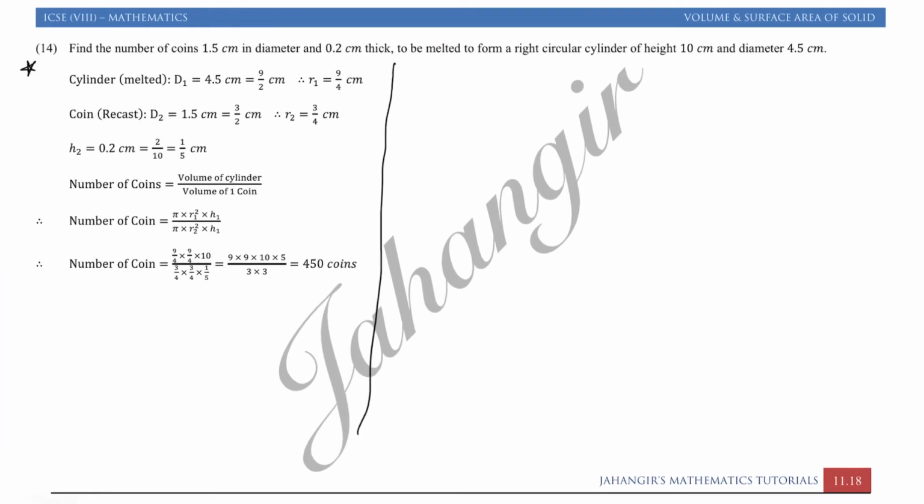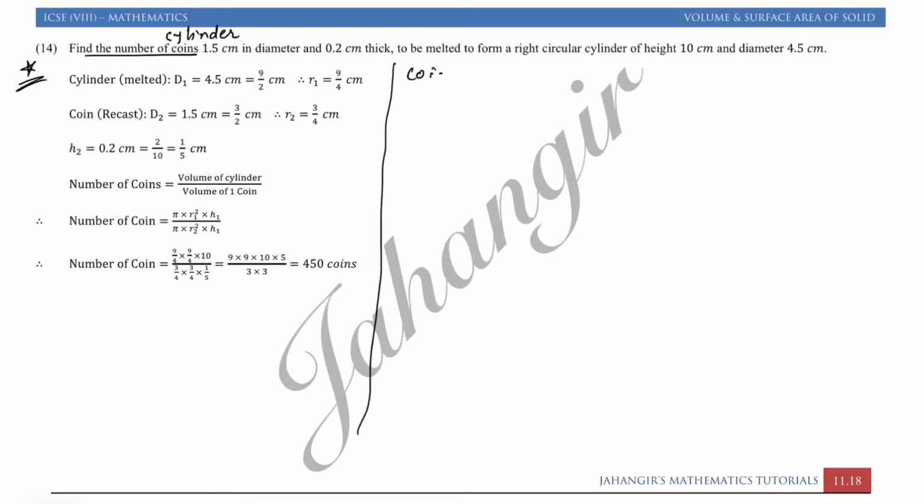Question number 14, an important question, melting and recast. In 10th standard board mostly melting and recast questions come. Okay, so even in 8th standard your teacher may ask. Here we have to find the number of coins. Coins always come under cylinder because it is a circle with thickness.